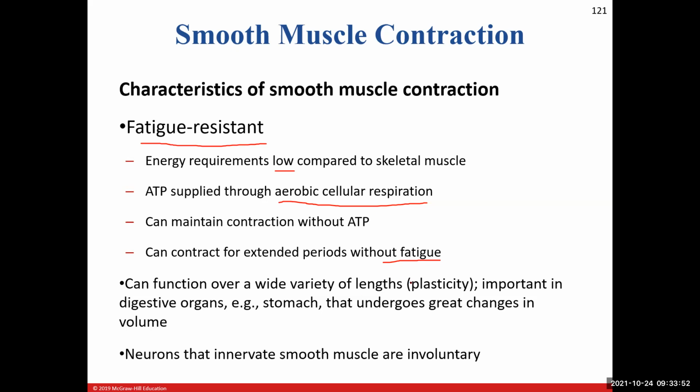And then finally, of course, this type of muscle tissue is going to be innervated by our autonomic nervous system, basically conferring that it is involuntary. You do not have conscious control over smooth muscle contraction.